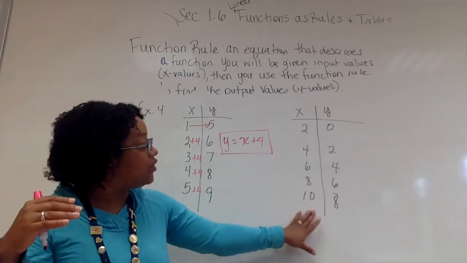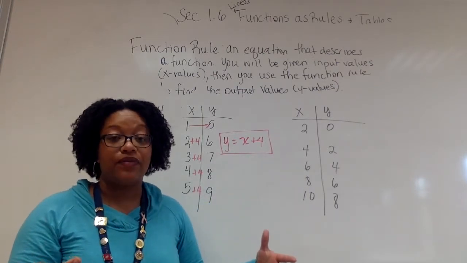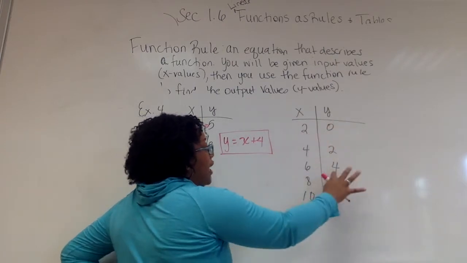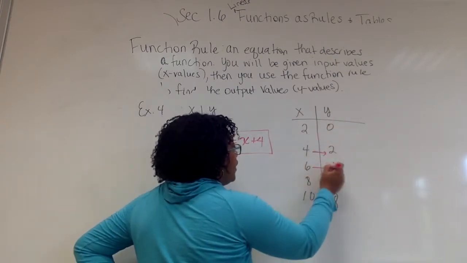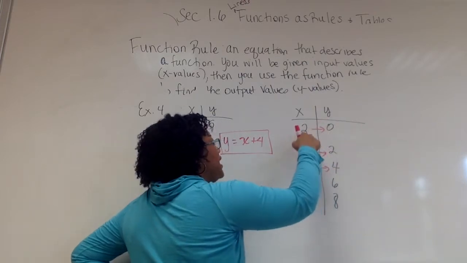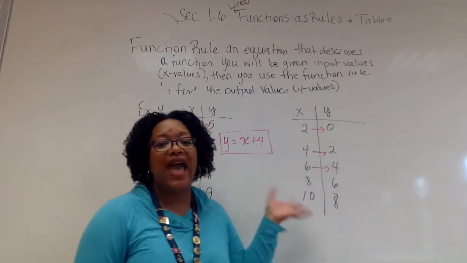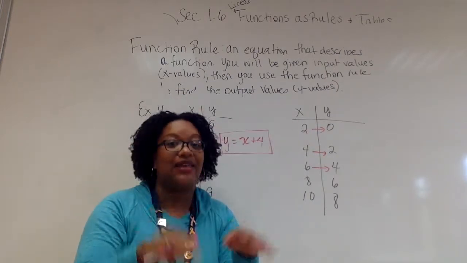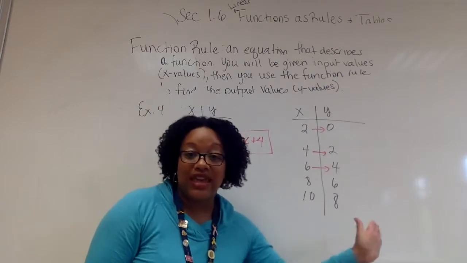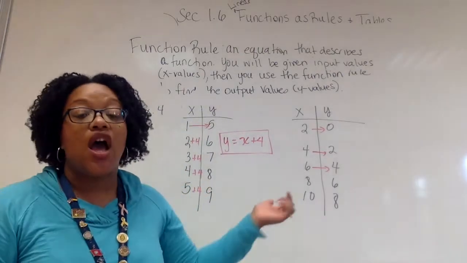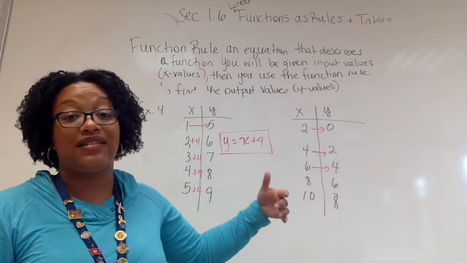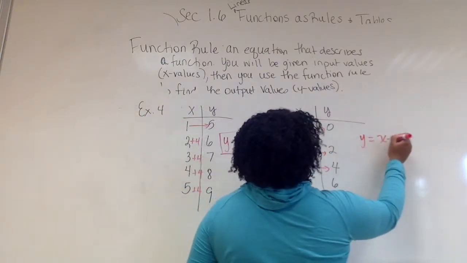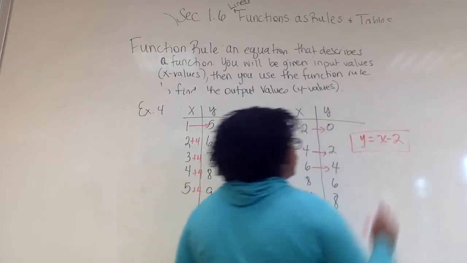So for the second one, letter B, it's the same thing. Look at your output. Look at your input, and you're looking to see, what am I doing to my input that gives me my output? What is happening to this number? Something is happening to this number, and whatever that happening is your function rule. So when you look at these, hopefully everybody will see, oh, you just took the x and you subtracted 2 to get the y. So that would be y equals x minus 2. And that's your function rule.